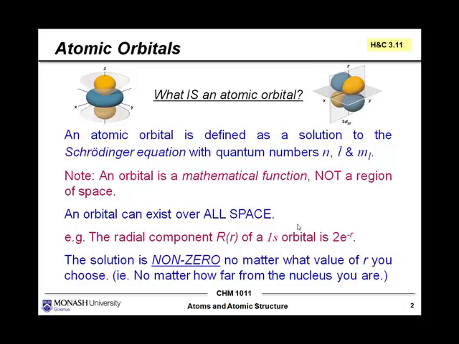For example, the radial component of a 1s orbital is 2e to the power of minus r. Okay? The solution is non-zero, no matter what value of r you choose. That is, no matter how far from the nucleus you are. This is a bit of a strange point. Take a simple example such as a hydrogen atom: there's a non-zero probability, in other words, there is some probability that the electron exists a fraction of a centimeter from the nucleus. There's also a fraction of a possibility that that electron exists a kilometer from that hydrogen atom's nucleus. The reality is that that probability is very, very small, but it is not zero.